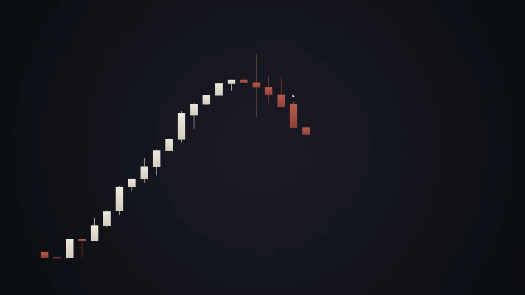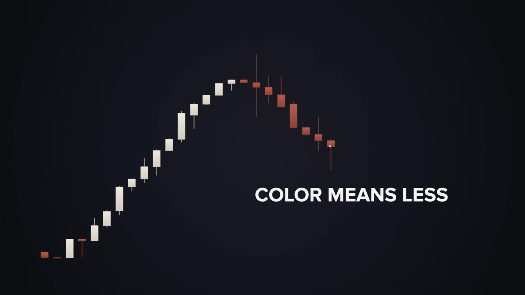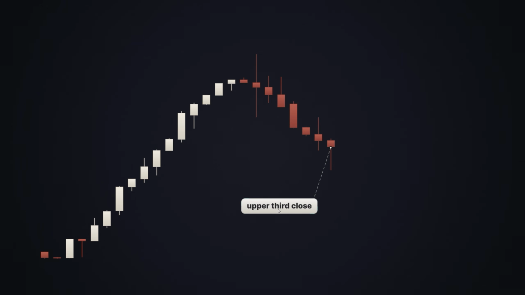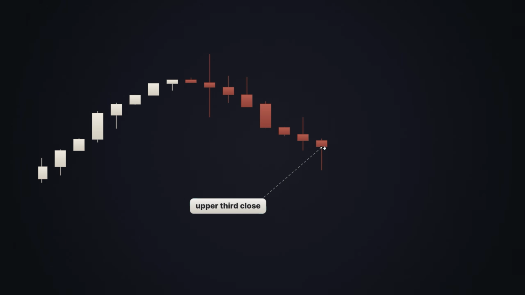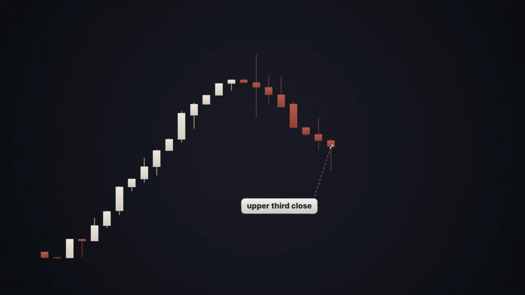Now the body. The close location matters way more than the color. A red candle that closes in the upper third of its range is actually a bullish print because sellers had control for a moment and then lost it. Retail sees red and panics. You see the close location and read it for what it is.